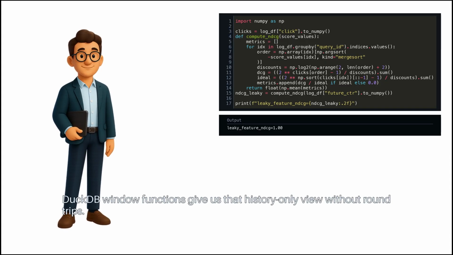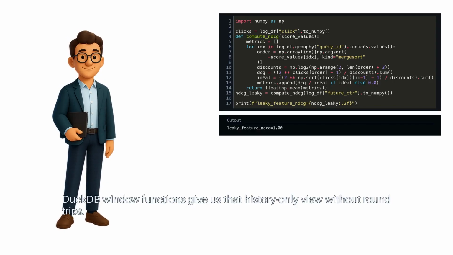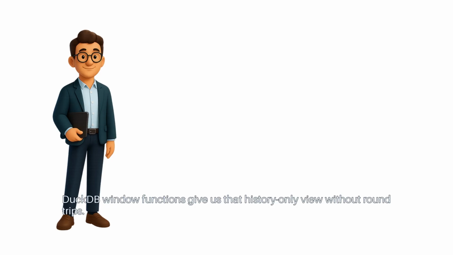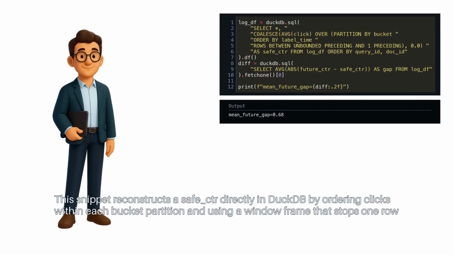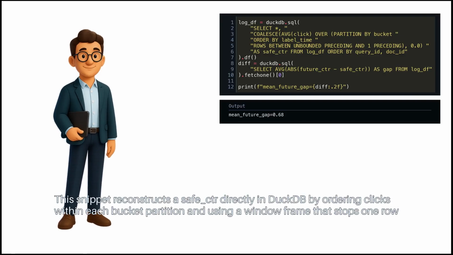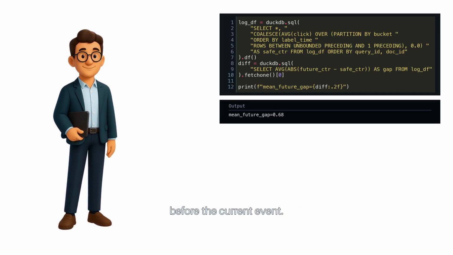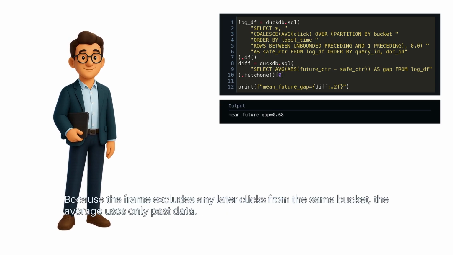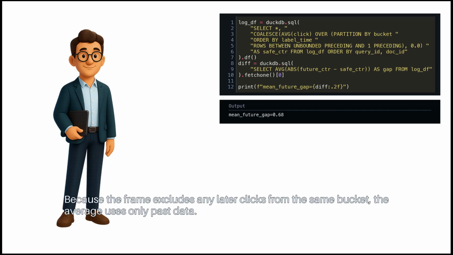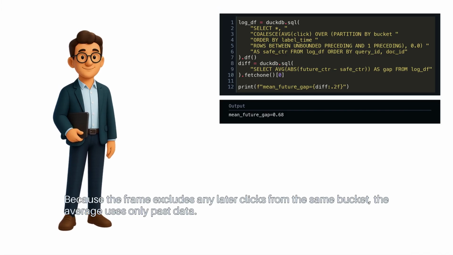DuckDB window functions give us that history-only view without round trips. This snippet reconstructs a safe CTR directly in DuckDB by ordering clicks within each bucket partition and using a window frame that stops one row before the current event. Because the frame excludes any later clicks from the same bucket, the average uses only past data.